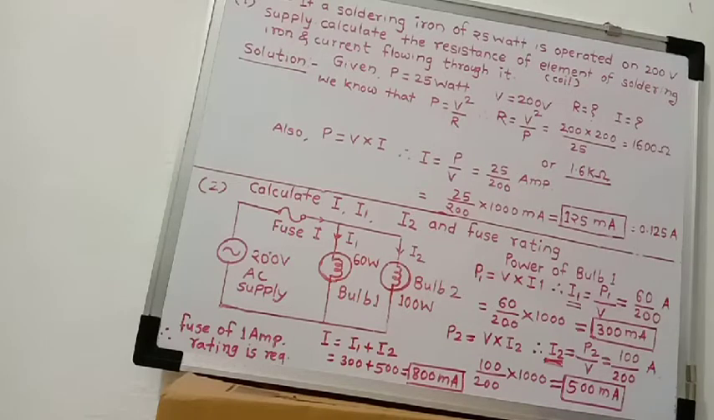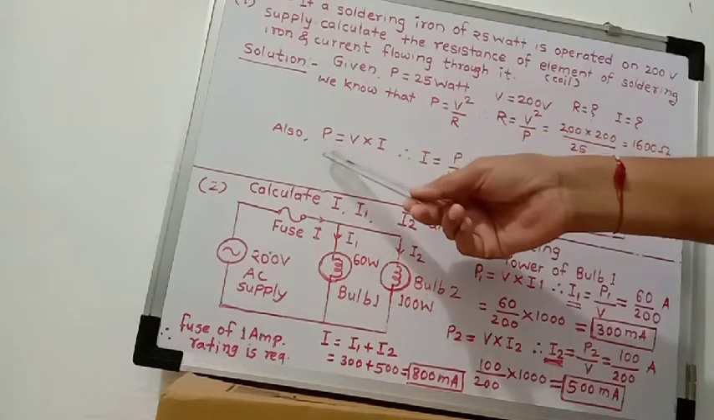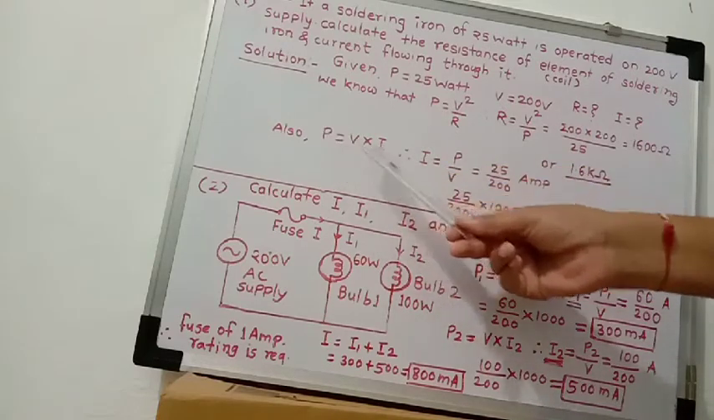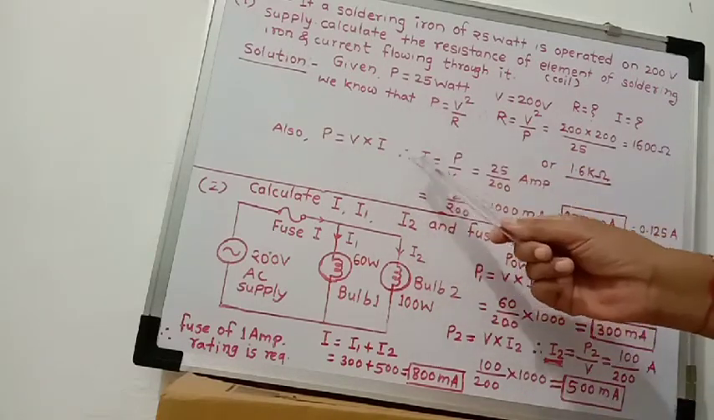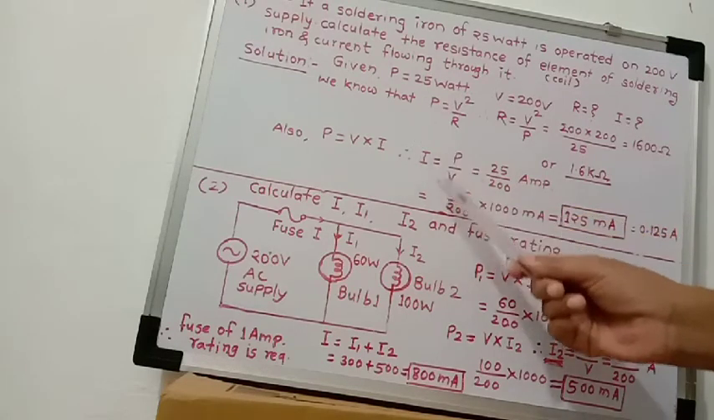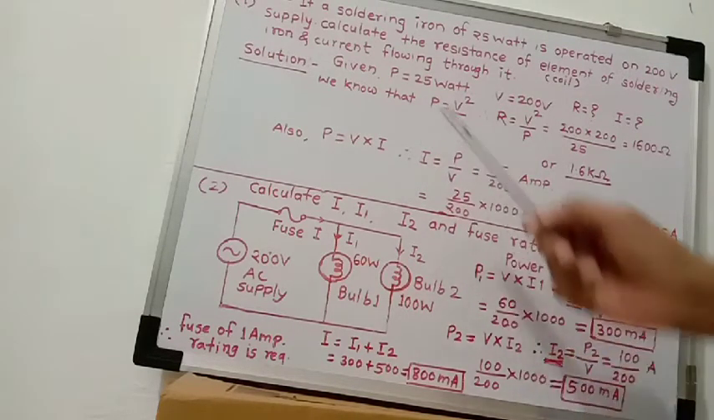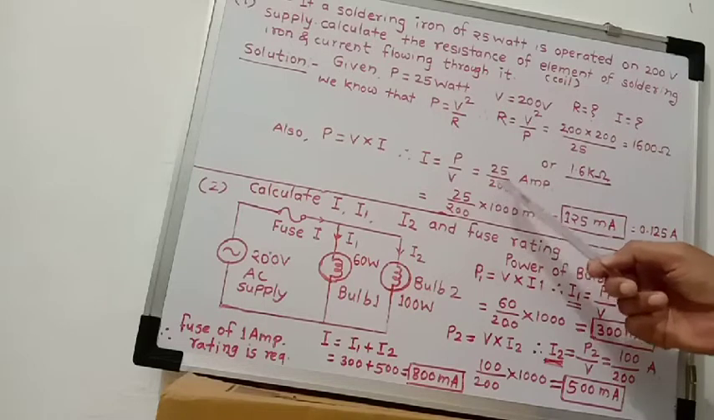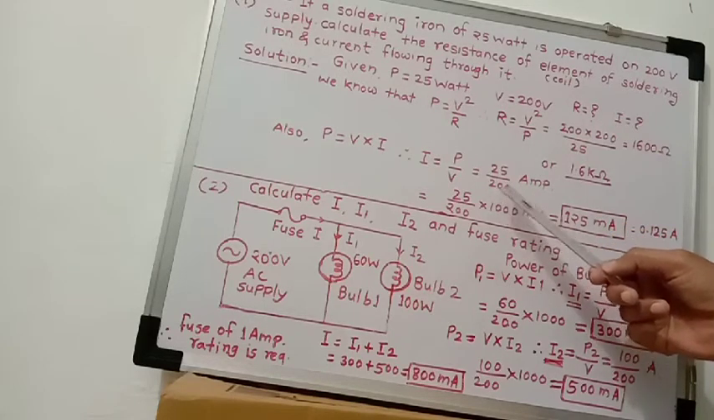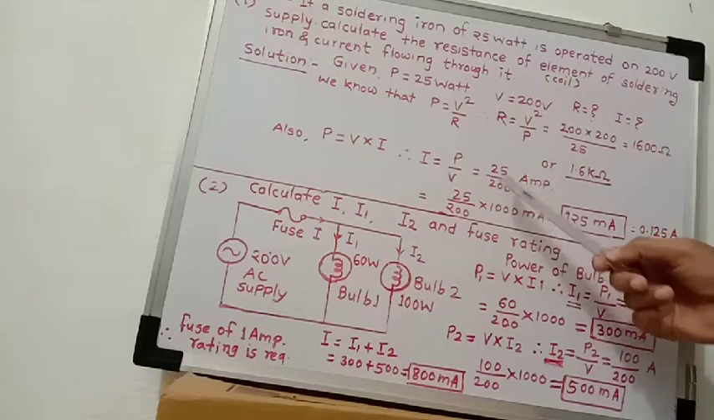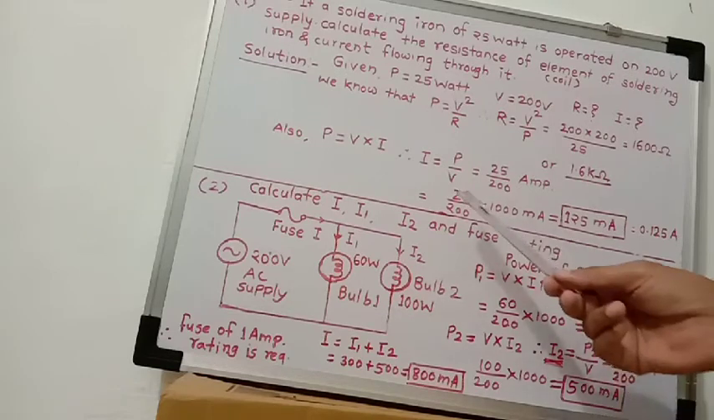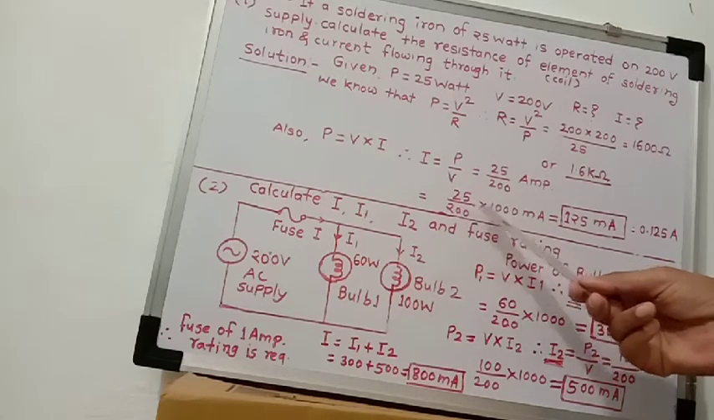Now we use the second formula of power, P is equal to V into I, because we have to calculate current I. From this equation, I is equal to P upon V. Power is given, 25 watt, so 25 divided by V, 200. So 25 divided by 200, and this current will come in ampere. Convert it into milliampere: 25 divided by 200 into 1000.